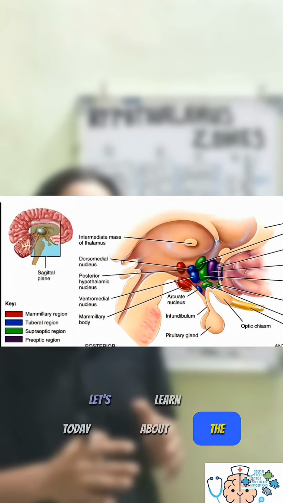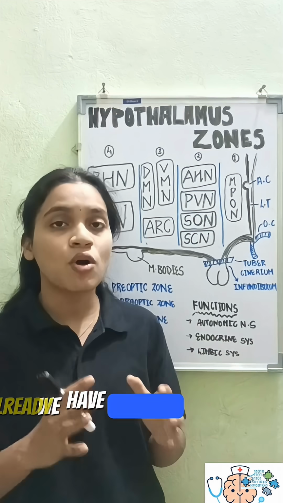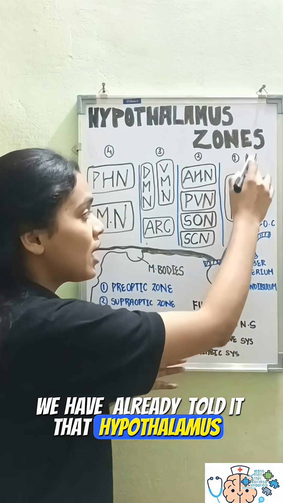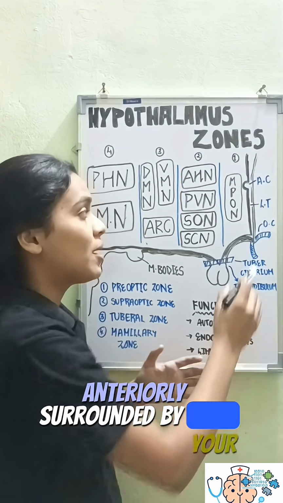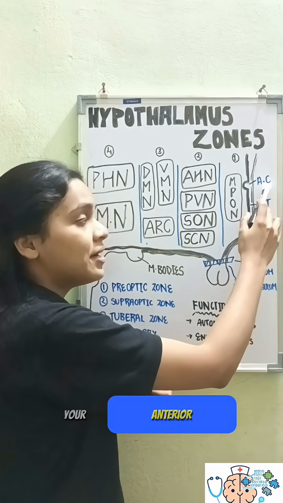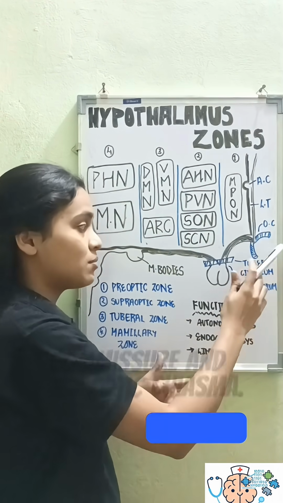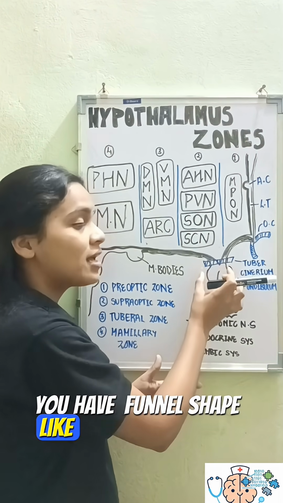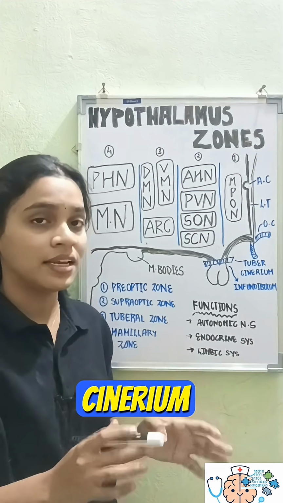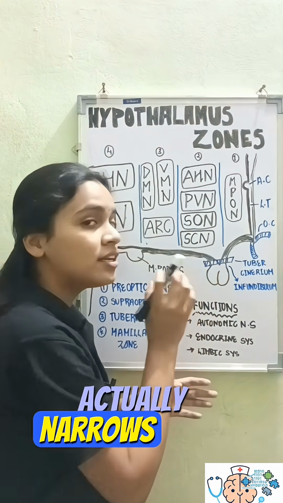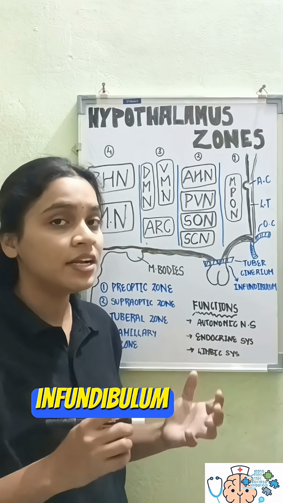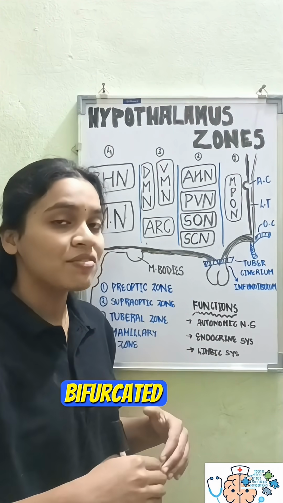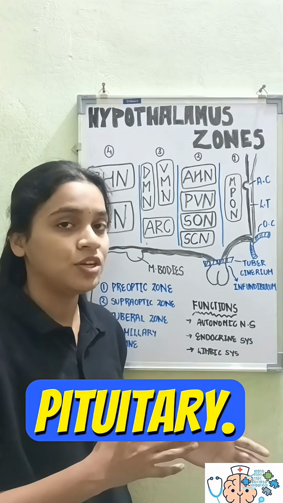So guys, let's learn today about the hypothalamus zones. In the location, we have already told that the hypothalamus is anteriorly surrounded by your lamina terminalis, your anterior commissure and your optic chiasma. Coming towards the inferior portion, you have a funnel-shaped structure called the tuber cinereum, which further narrows down and is called your infundibulum, which further bifurcates into your anterior and the posterior pituitary.